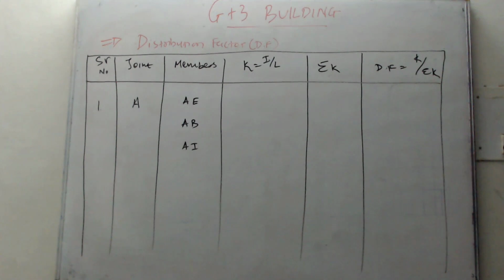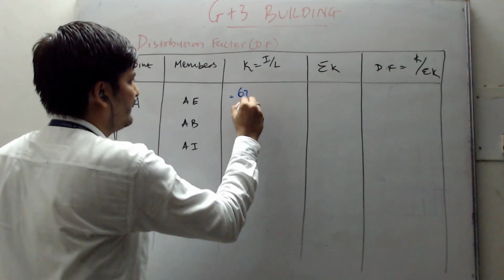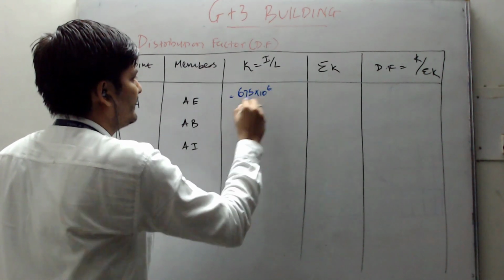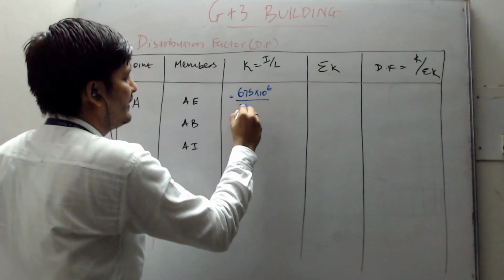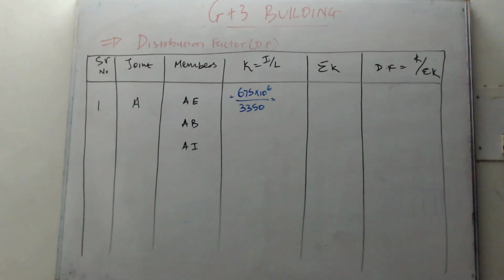Then K is equal to I by L. So I we already know for member AE, right? For member AE, A is a column. So for column we already found out moment of inertia I, which is 675 into 10 raised to 6, divided by length of that member 3350 mm. We can convert it into mm, 3.35 meter, that is 3350 mm. So this answer comes out to be 2.01 into 10 raised to 5.